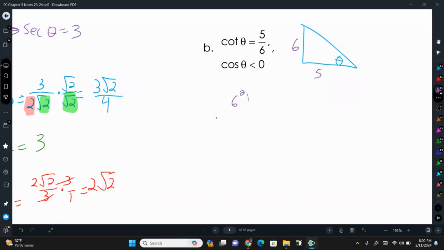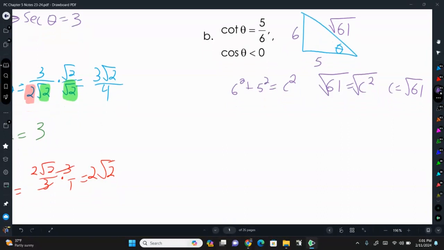And then we can do 6 squared plus 5 squared equals c squared. Well, the left side, 6 squared plus 5 squared, is going to be 61. So 61 equals c squared, so c is equal to the square root of 61. Because we have a radical, yes, some of our functions are going to have to be rationalized. So then we can do sine.